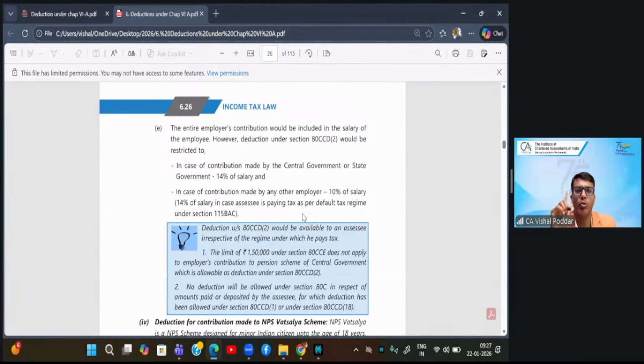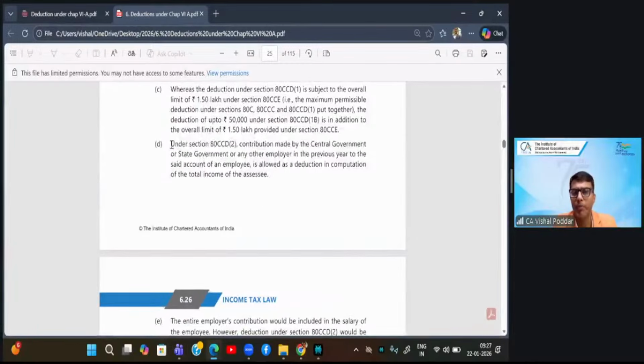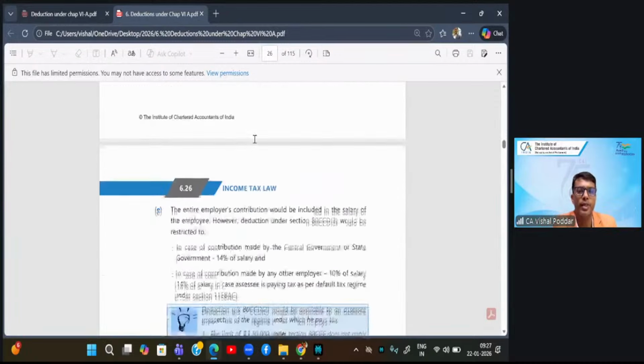One deduction out of these three is this 80CCD2, important. Entire 80CCD, that is the first two parts, your own contribution, subsection 1, 1B, they both are not covered in the new scheme. New scheme allows you only one deduction, that is the employer's contribution, which is covered in 80CCD2.